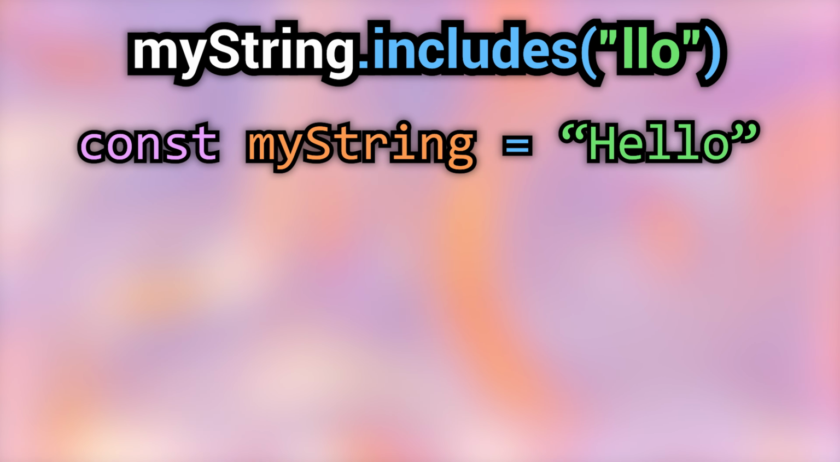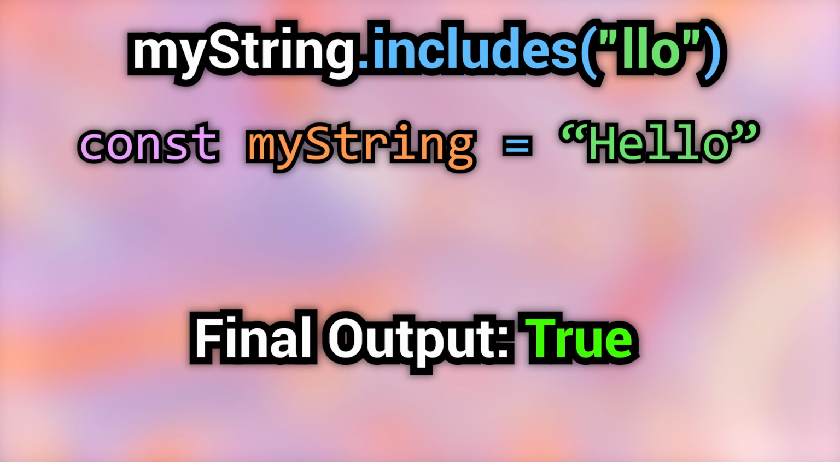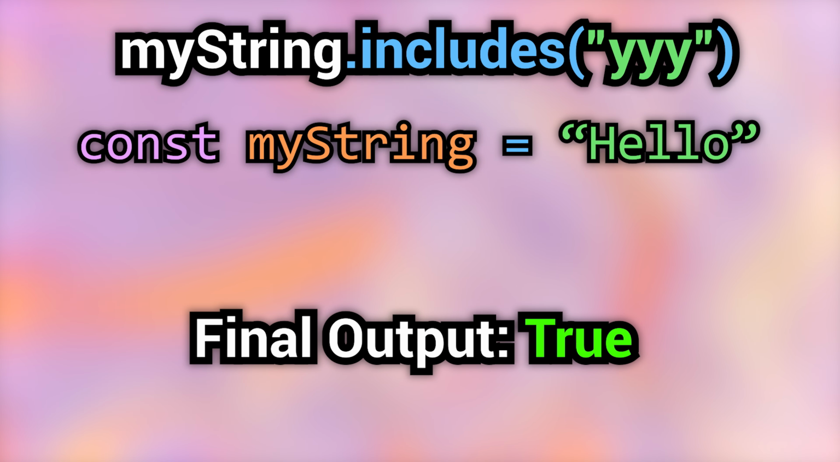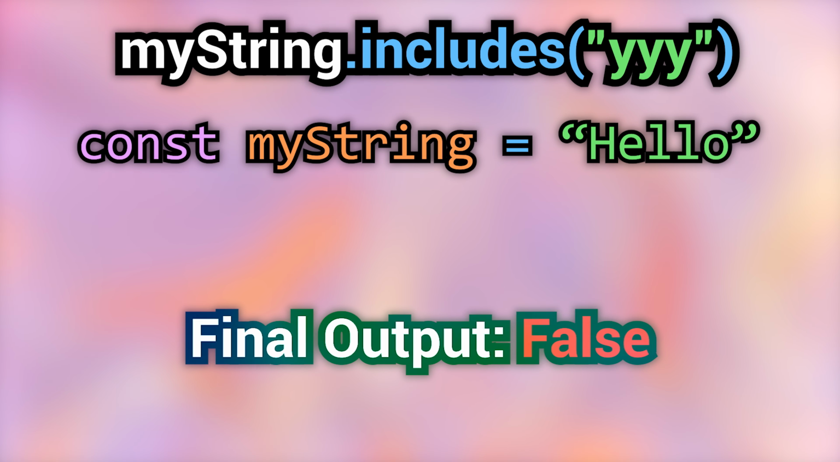Another method we may use is the includes method. This simply returns a boolean, so true or false, if the string contains what we're searching for. So for example, if we do hello.includes(LLO), we'll get true, because the word hello does in fact include LLO. If we did hello.includes(YYY), we would obviously get false, because this string is not inside hello.